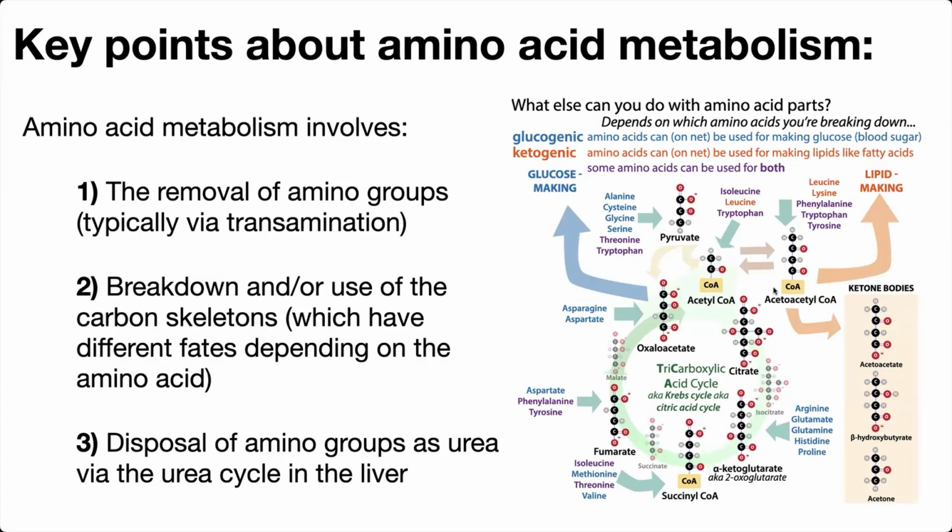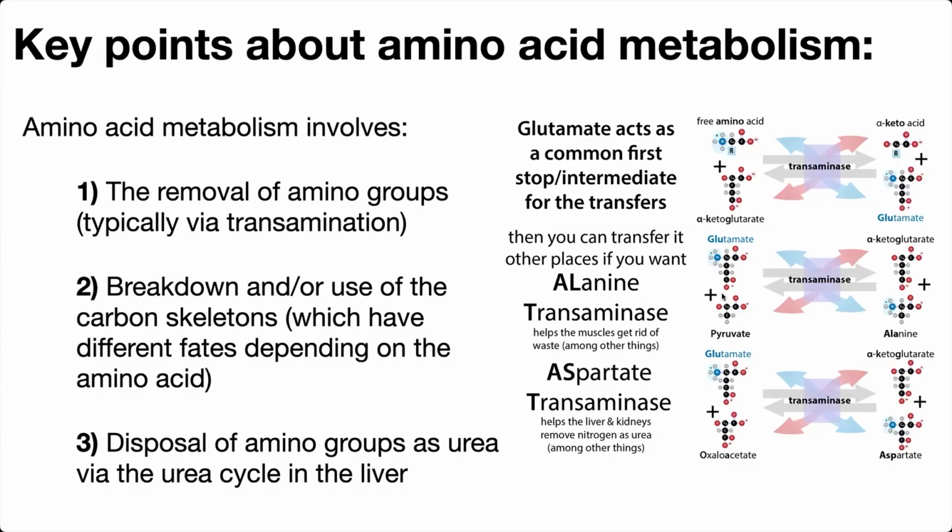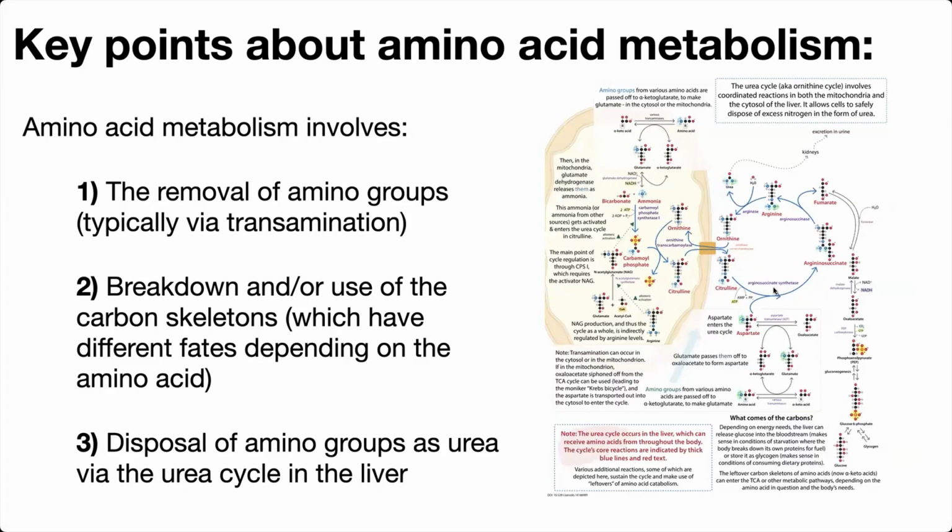Now that we have that carbon skeleton, we can use it, and the fate is going to depend on the identity of that carbon skeleton. So if you have something like pyruvate left over versus something like alpha-ketoglutarate, those will have different purposes. But what are you going to do with that amino group? We can't just chop it off because that would give us ammonia, which is toxic. So instead, those amino groups are going to be disposed of safely as urea via the urea cycle, which takes place in the liver.